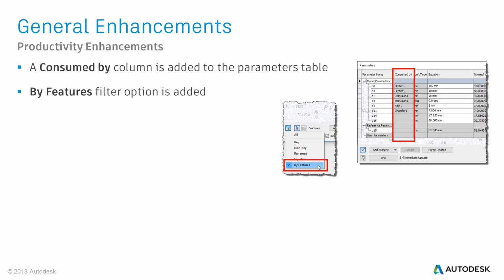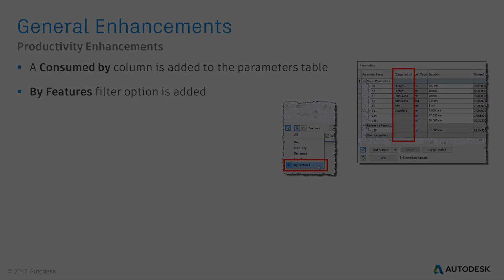The Parameters dialog box has been enhanced by the Consumed by Column and the By Features filter option. The Consumed by Column shows you where a parameter is used, like in an extrusion, hole, and so on. With the By Features filter option, you select in the model browser or in the graphics window a feature you are interested in its parameters. Only the parameters belonging to the selected features are displayed.